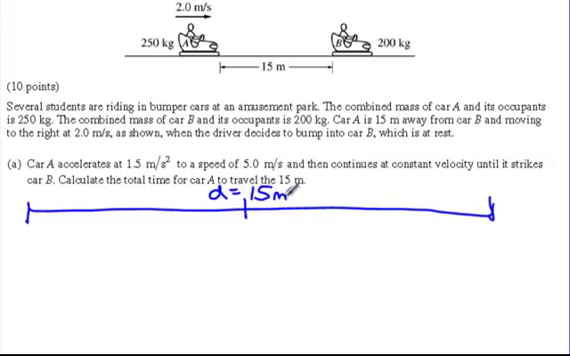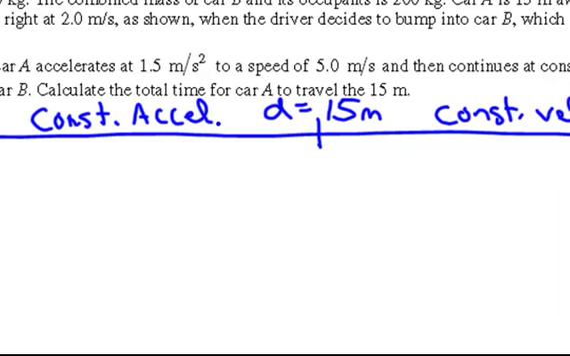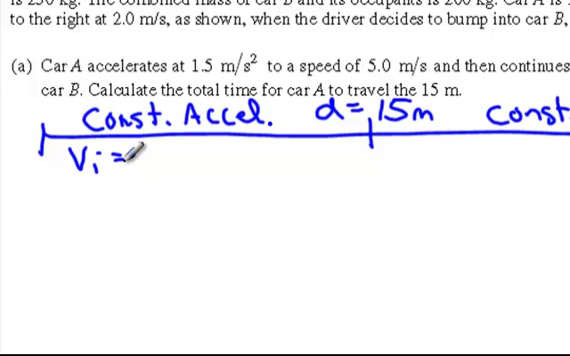Now part of it is going to be constant acceleration. And part of it is going to be constant velocity. And the first thing I want to find in my constant acceleration part of my problem is some information. What was my initial velocity? My initial velocity was 2 meters per second.